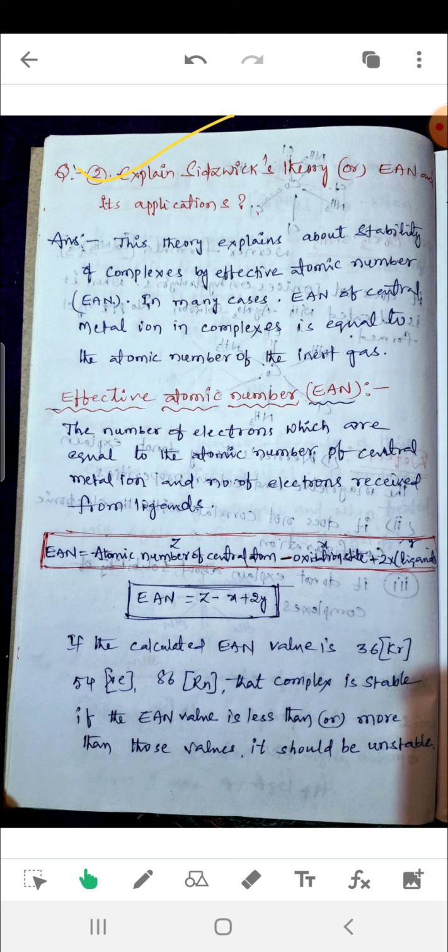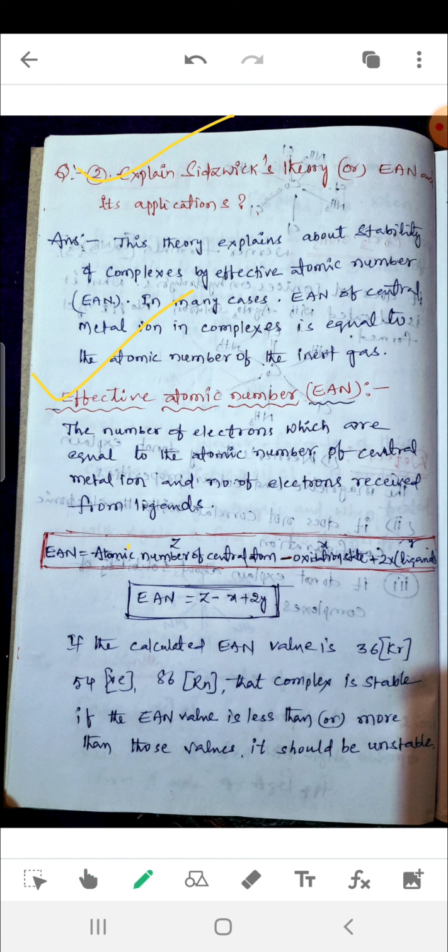What is the effective atomic number? Remember the definition. It is the number of electrons equal to the atomic number of the central metal ion plus the number of electrons received from the ligand. It is equal to the atomic number of the central metal atom and the number of electrons received from the ligands. So the simple formula you have to remember: effective atomic number equals the atomic number of the central atom minus oxidation state plus 2 into ligands.